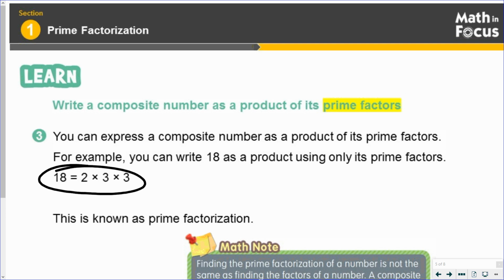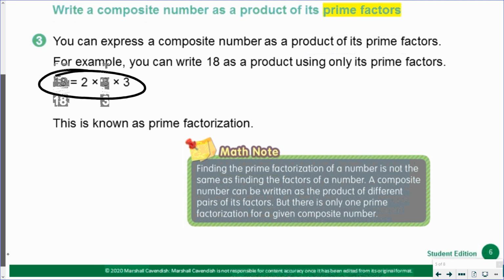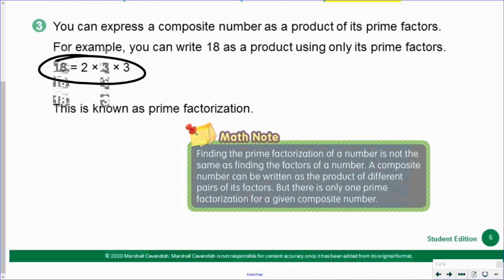And that's the prime factorization, where we take it and break it down into its prime factors. And important to note that finding the prime factorization is not the same as finding the factors. That's a different lesson that we will do on another day.